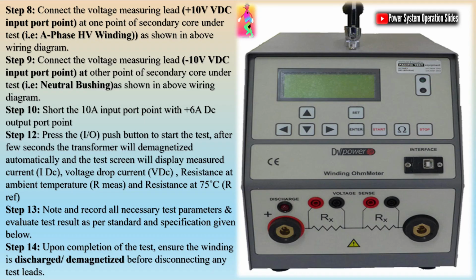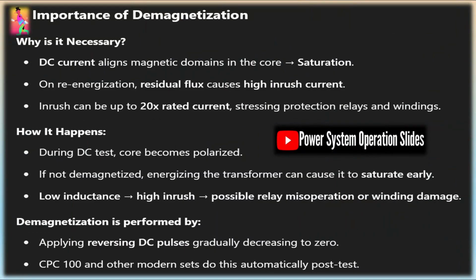General procedure for resistance testing: safety first, ensure complete de-energization and isolation. Disconnect HV, LV, N, and tertiary bushings. Disconnect neutral grounding, float the neutral, but ground the transformer tank for safety. Clean and dry all terminals.